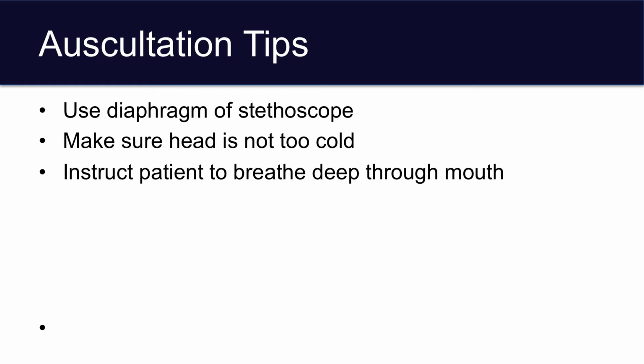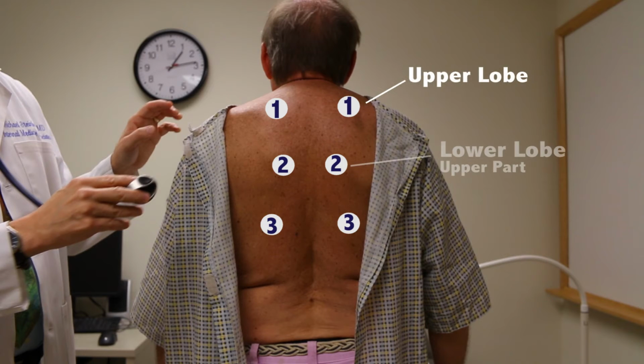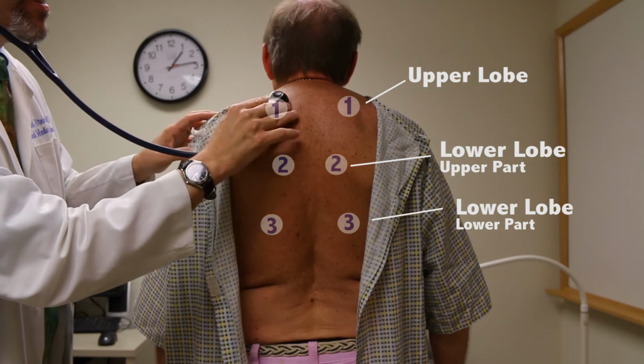As I've said earlier, we're going to use the diaphragm or the diaphragm function of our stethoscope. Make sure the stethoscope is not too cold. Instruct the patient to breathe in and out with his or her mouth open, deeply or deeper than usual. As the patient is breathing, you're going to move your stethoscope from side to side in the three spots that you see here. These spots correspond to the upper lobe, the upper part of the lower lobe, and the lower part of the lower lobe that we saw earlier in our surface anatomy slides.